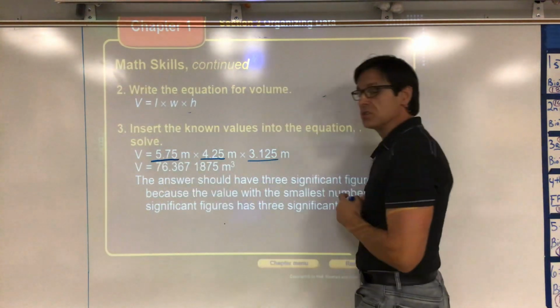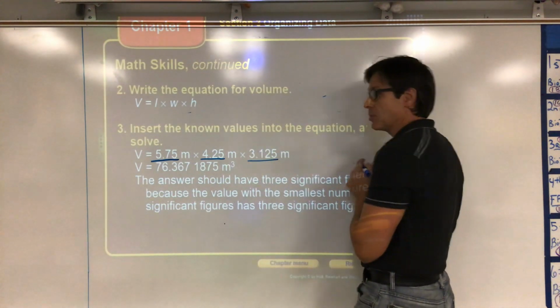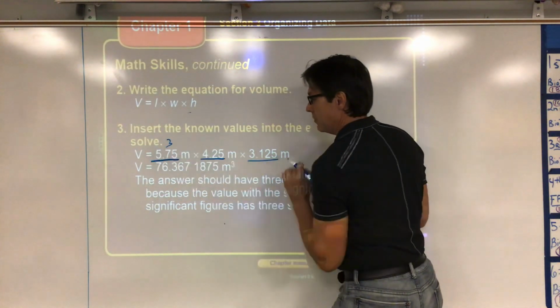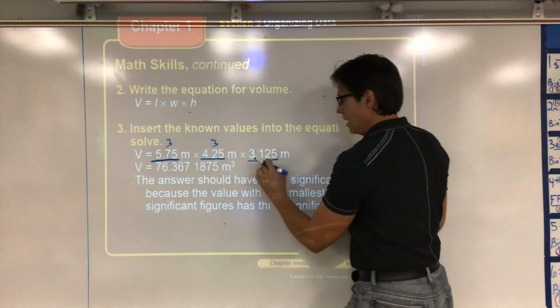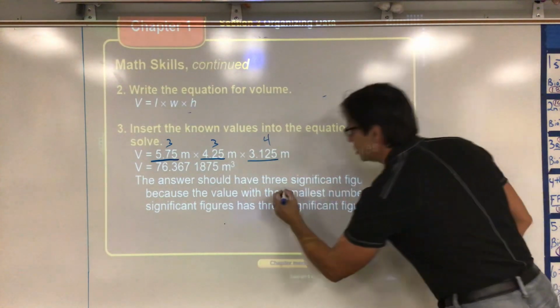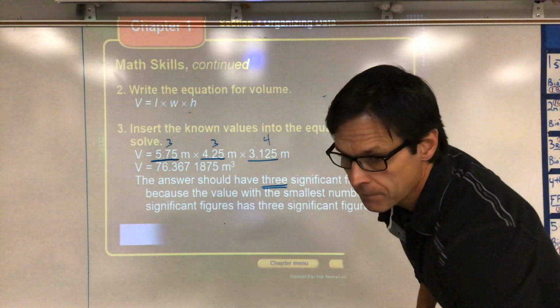So we haven't learned the rules of sig figs, so I'm going to teach you that in another video, but for all intents and purposes, there's 3 sig figs here, 1, 2, 3. There's 3 here, and there's 1, 2, 3, 4 here. And it says the least amount, so that's why I'm going to round my answer to 3 sig figs.